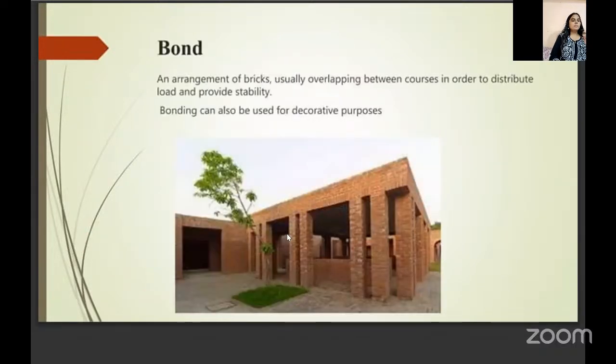And so now we come to different types of brick bonds. Bond means joining. So bond is an arrangement of bricks usually overlapping between courses. Bonding can also be used for decorative purposes of brick. If you want to make a brick jali or if you want to make a facade with some design or some arrangement of bricks, then also a creative type of bond can be used. Two of the most common brick bonds which are used to create walls. So there are different types of bonds that are used to create different types of wall. So two of the most common ones are English bond and Flemish bond.